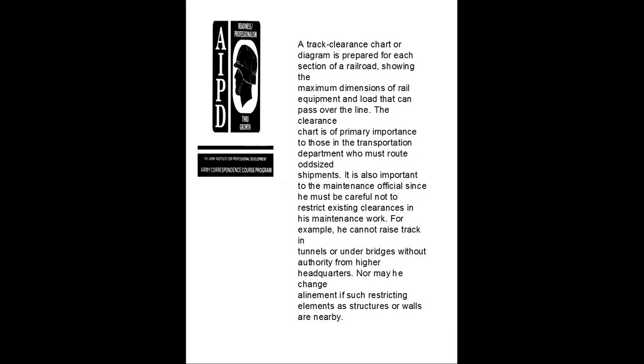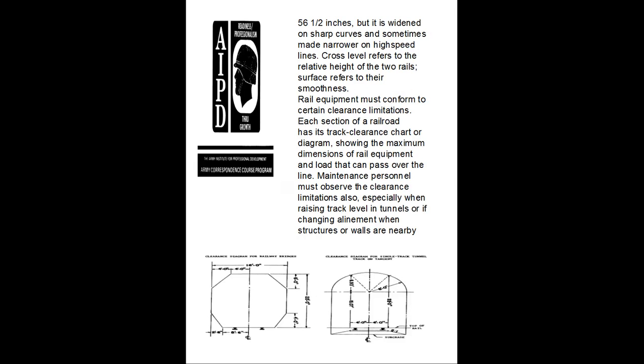A track clearance chart or diagram is prepared for each section of the railroad, showing the maximum dimensions of the rail equipment or load that can be passed over the line. The chart is of primary importance to those of the transportation department who must route odd-sized shipments. Also important to the maintenance official, since he must be careful not to restrict existing clearance in the maintenance work. For example, he cannot raise the track in tunnels or under bridges without authority from higher headquarters, nor may he change alignment if restricting elements such as structures or walls are nearby.